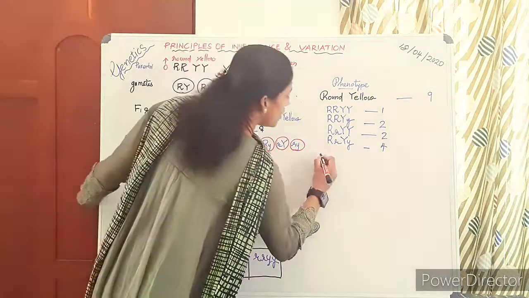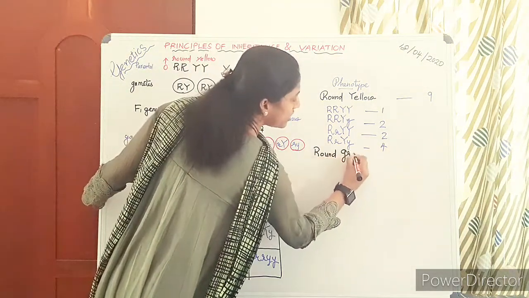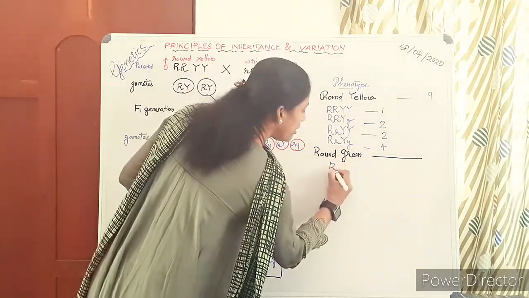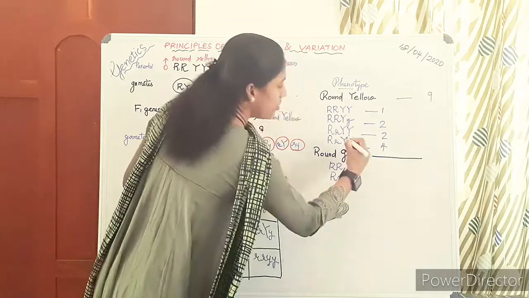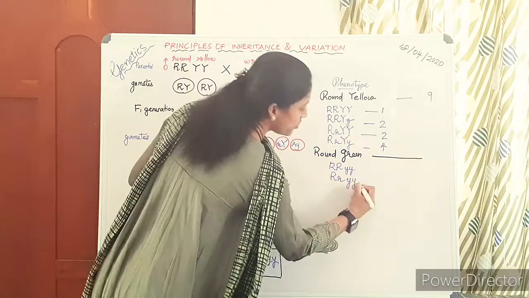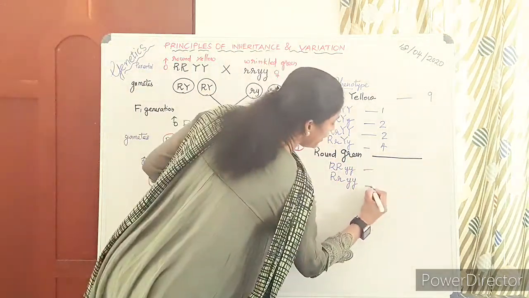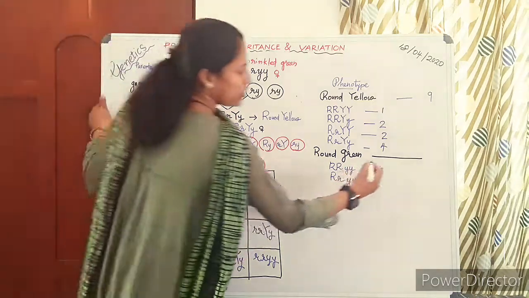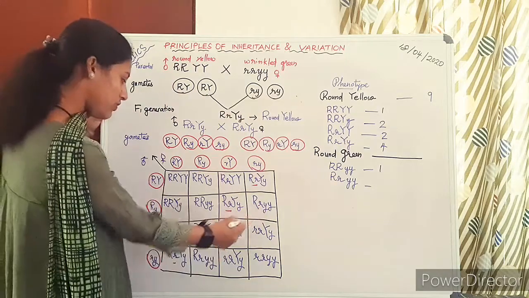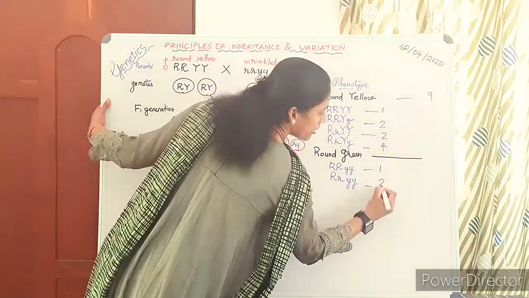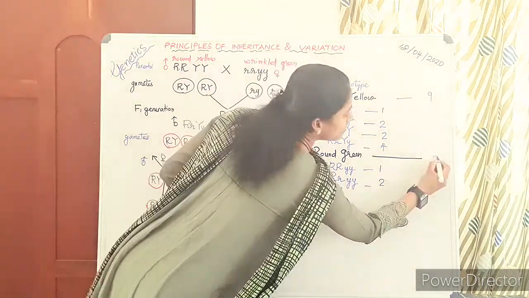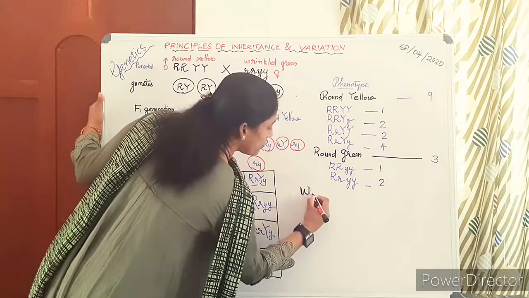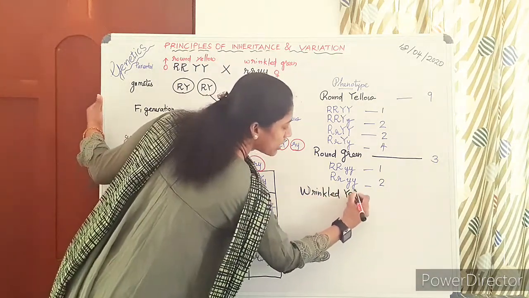The second feature is round green. Tell me how many are round green. What is the possibility of round green? Round can be either capital R, capital R or capital R, small r. But green can always be what? Small y, a recessive feature. So listen here. How many are this type, capital R, small y? Only one is there. This type, how many are there? There are two. Very easy. Where this is here, another one is here. So round green are 3 in number. The next one, wrinkled yellow. How many are wrinkled yellow?